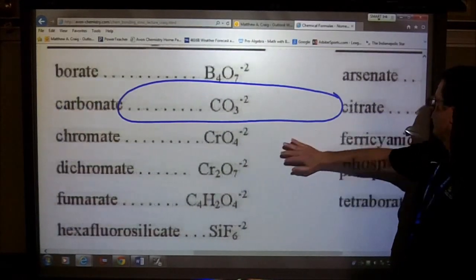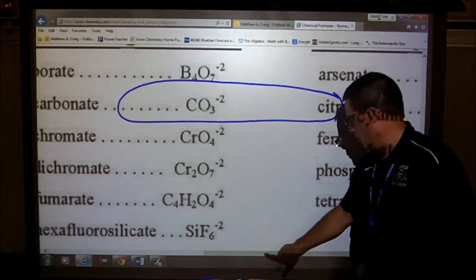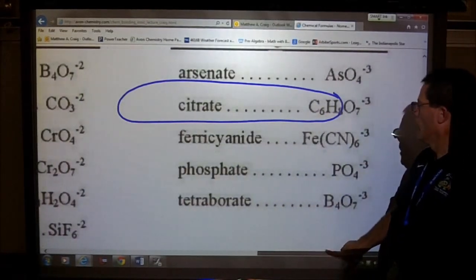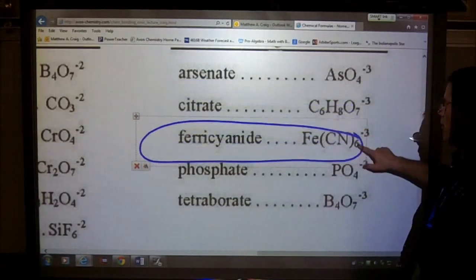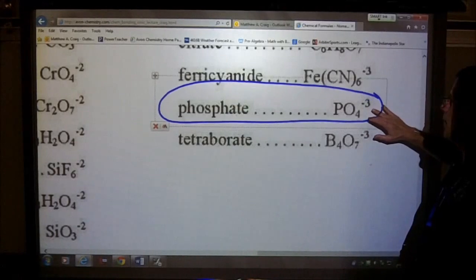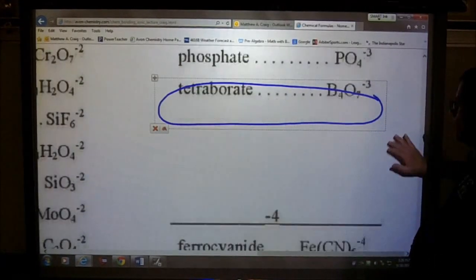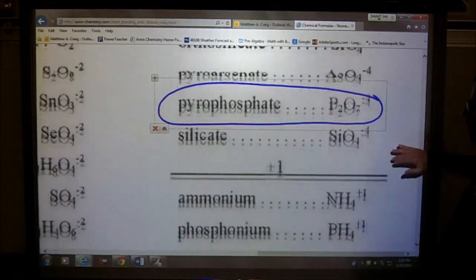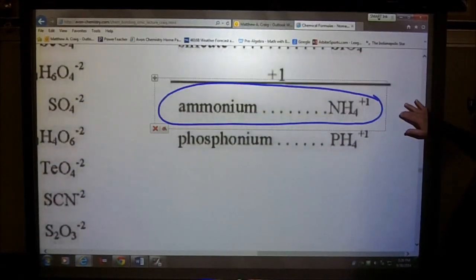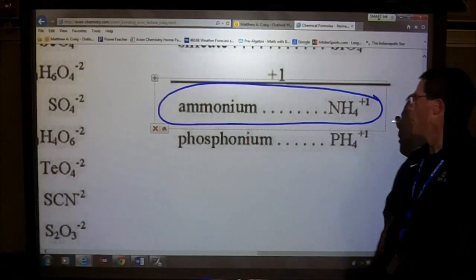And then from the -3 side, there's only one of those that I want you to know, and that would be phosphate. So phosphate is the only -3. And then last but not least, we don't have to know any of the -4s, but our one and only positively charged polyatomic is ammonium.